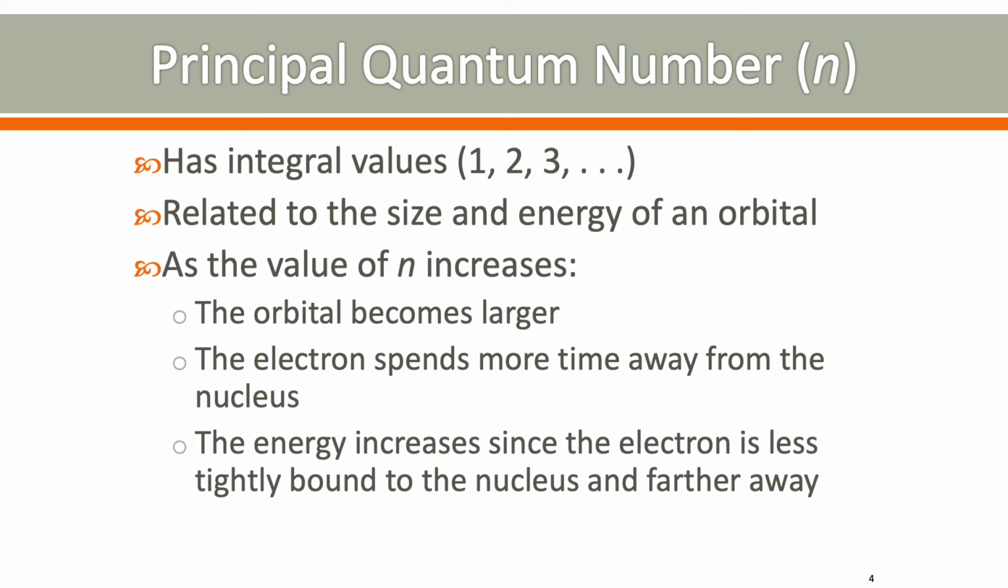The principal quantum number has integral values starting with 1, and it's related to the size and energy of an orbital. As the value of n increases, the orbital becomes larger. The electron spends more time away from the nucleus. The energy increases since the electron is less tightly bound to the nucleus and farther away.